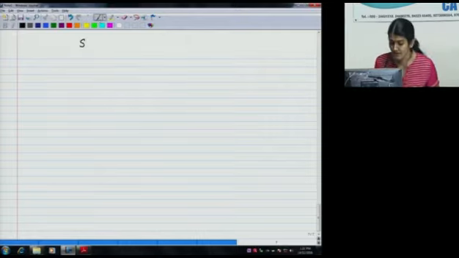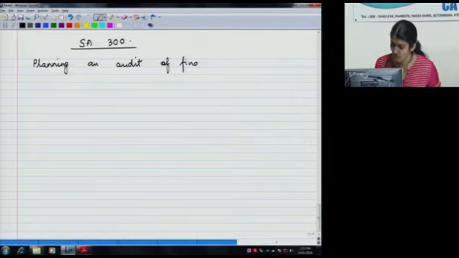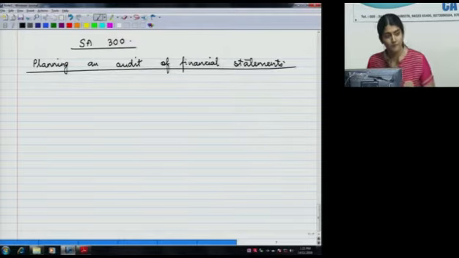Coming to the next standard, SA300, which is on planning an audit of financial statements. Yes, planning an audit of financial statements.